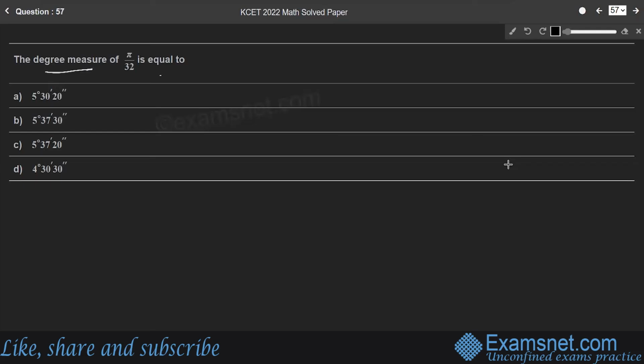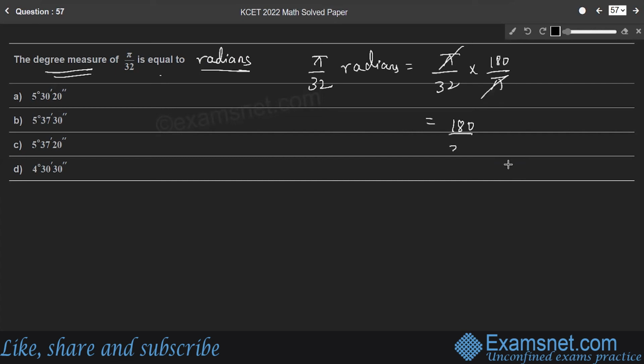Question 57. The degree measure of pi by 32 is equal to. Here pi by 32 is in terms of radians, and we have to convert this into degrees, particularly how many degrees, minutes and seconds. So pi by 32 radian in terms of degrees is pi by 32 into 180 by pi. Pi and pi get cancelled, and we have 180 by 32.